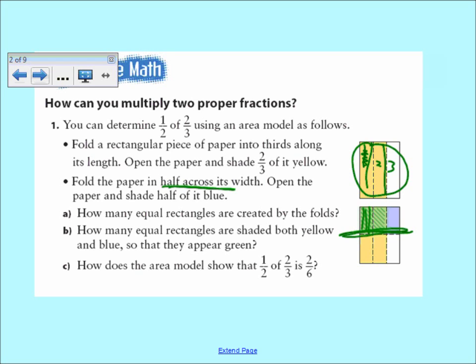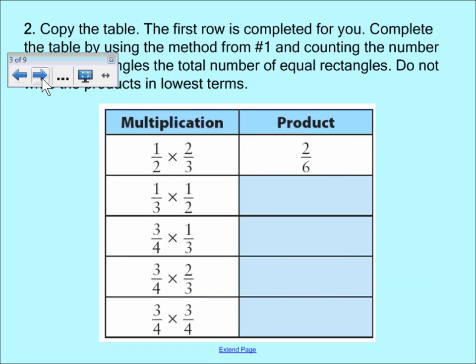How many equal rectangles are created by the folds? There's 1, 2, 3, 4, 5, and 6. How many equal rectangles are shaded both yellow and blue so that they appear green? That would be these two right here. How does the area model show that 1/2 of 2/3 is 2/6? We've got 2 that are shaded green out of 6 total squares. That's why it's 2/6.